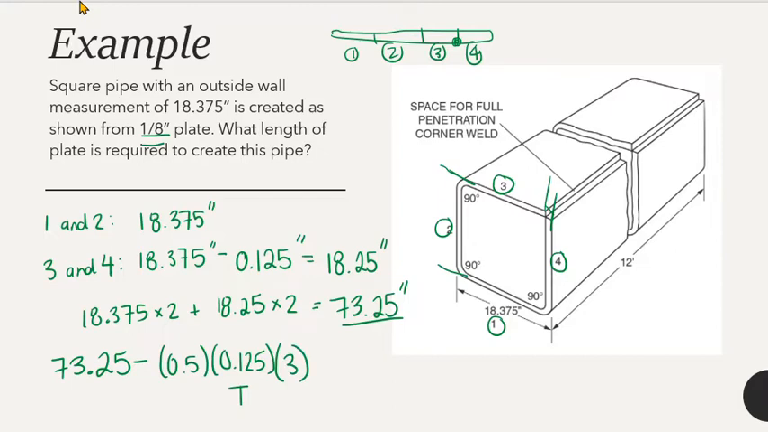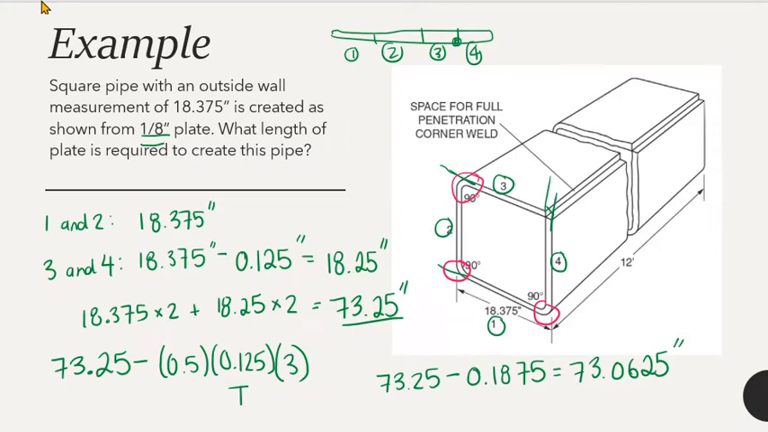Where does this 3 come from? 1, 2, 3 corners, 3 bends. So don't forget about that part. We'll have the 73.25 inches. We will subtract 0.1875 inches, giving us 73.0625 inches as that flat length.